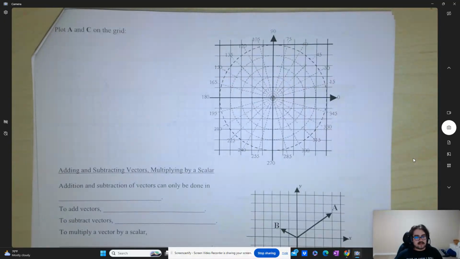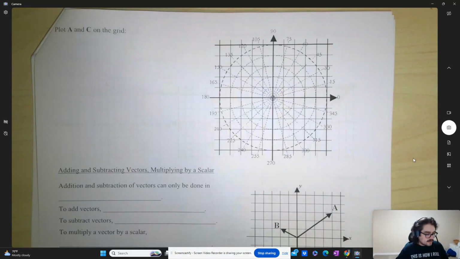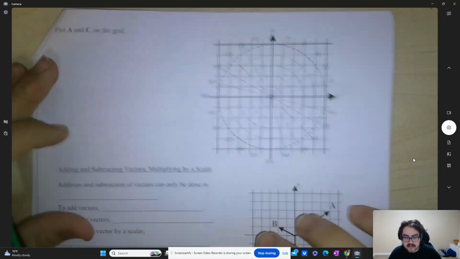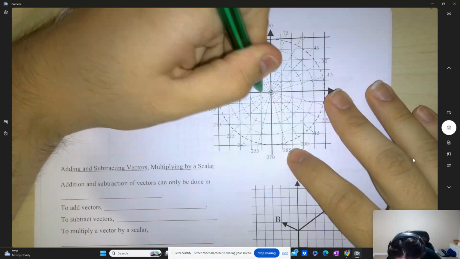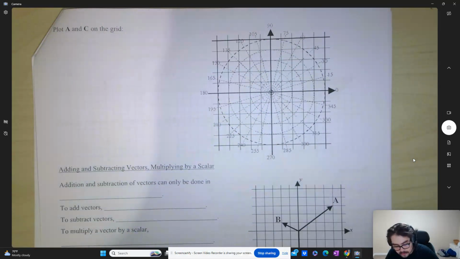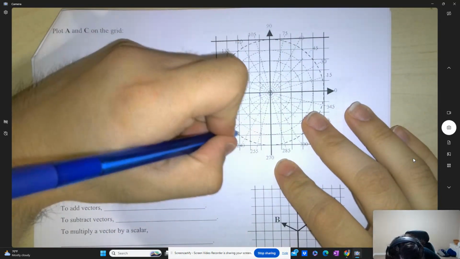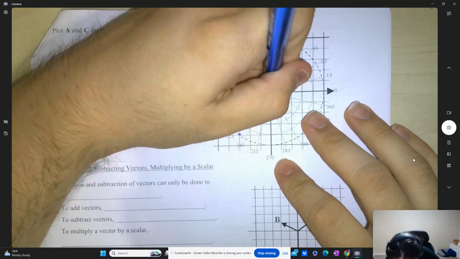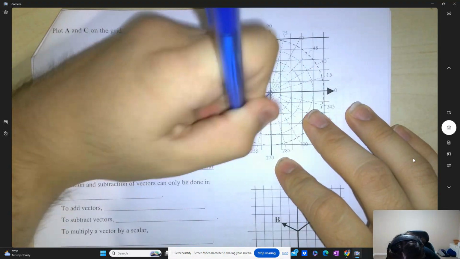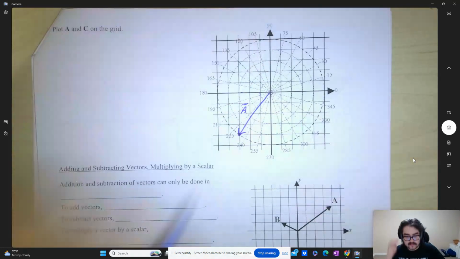Oh, it wants me to plot the two vectors on the grid. Well, A, we already said had a component, what was it? It had negative 3, negative 4, right? So then I'm going to use a different color. 1, 2, 3, 1, 2, 3, 4. I don't have my ruler with me, so this is not going to look very pretty.